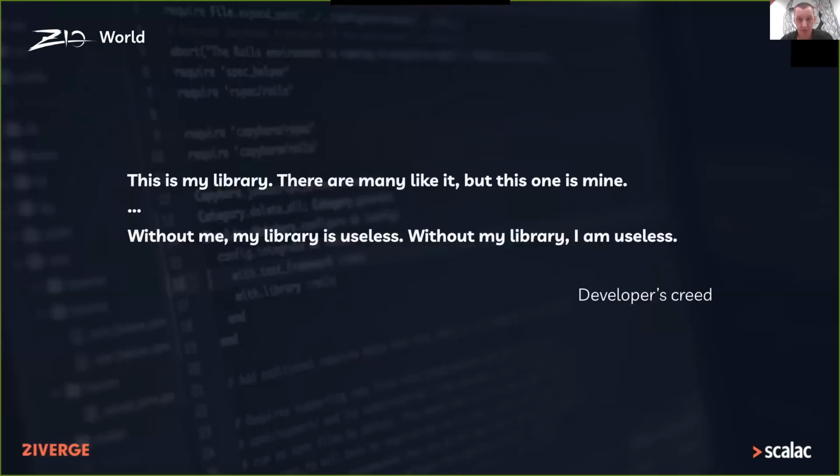But there are already many libraries out there, like Doobie, Slick, Quill, to name a few. So do we need another one? So another question is, do the existing libraries meet our expectations?